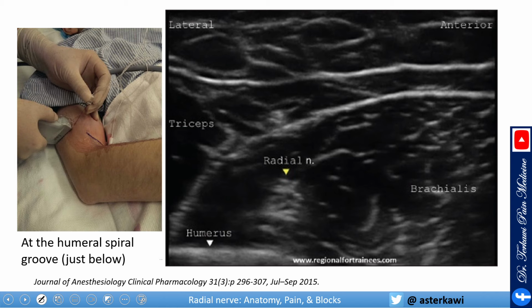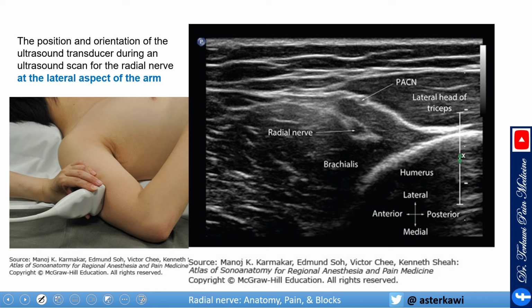Going slightly down, you see the nerve taking off slightly above the groove of the humerus. And again, this is lateral brachialis, this is triceps. So I flip them. And actually, I found that here is a reasonable place to place a peripheral nerve stimulator in this space between the nerve and the bone. Again, it depends on the indication.